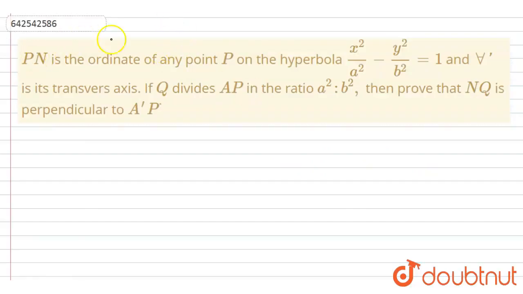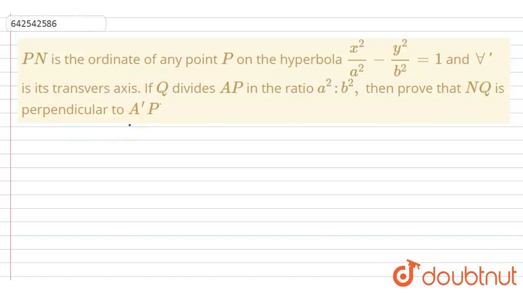Hello students, today's question is: PN is the ordinate of any point P on the hyperbola x squared over a squared minus y squared over b squared equals 1. A A dash is its transverse axis. If Q divides A P in the ratio a squared is to b squared, then prove that NQ is perpendicular to A dash P.